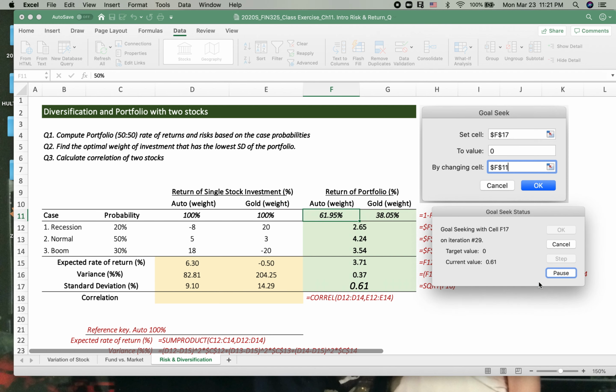Then Excel is finding the optimal weight of the two stocks. Okay, now the Excel goal-seek status finds 0.61. Anyway, 0 is not possible in this case, but it is close to 0, 0.61. So a 61.95% auto stock weight and a gold stock weight of 38.05% make the standard deviation of the portfolio 0.61. So, okay.